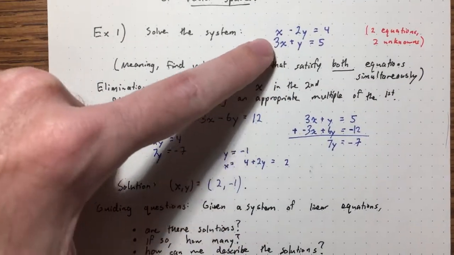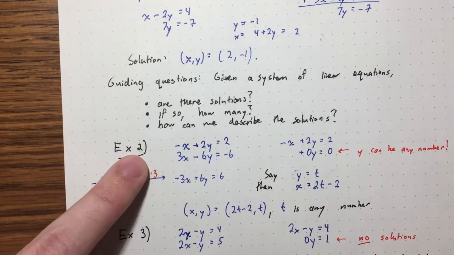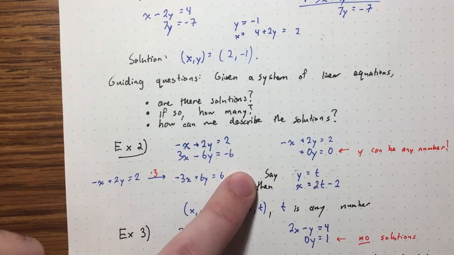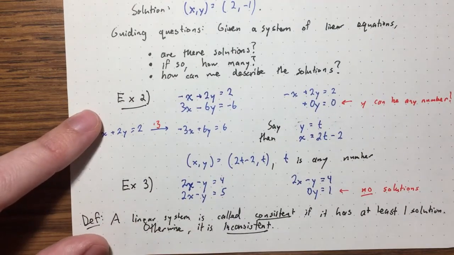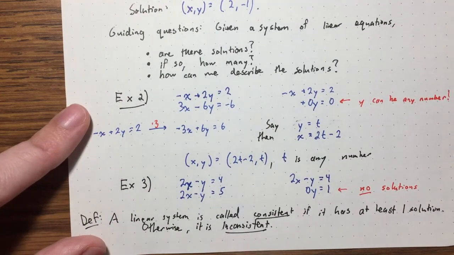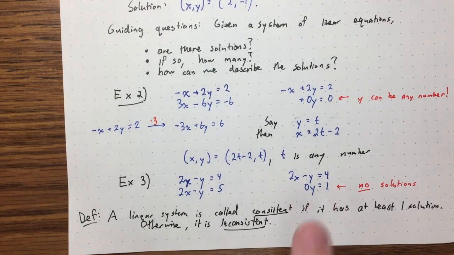So this one here is consistent. We had 1 solution. This one here is also consistent. We have a solution. In fact, we have infinitely many solutions. However, example 3 is inconsistent, okay, because we have no solutions. We got a contradiction here. It's not possible to find a value of y that satisfies this.